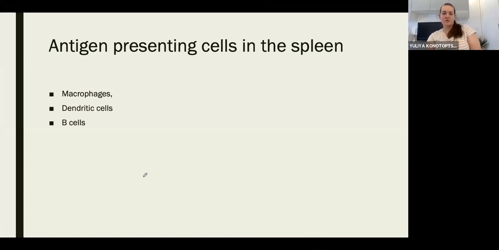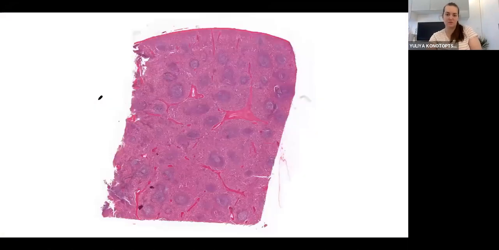Tricky questions: APCs in the spleen. APCs are APCs everywhere, so it doesn't matter. Just because I say spleen or liver or something, the answer never changes. So it's still macrophages, dendritic cells, and B lymphocytes.